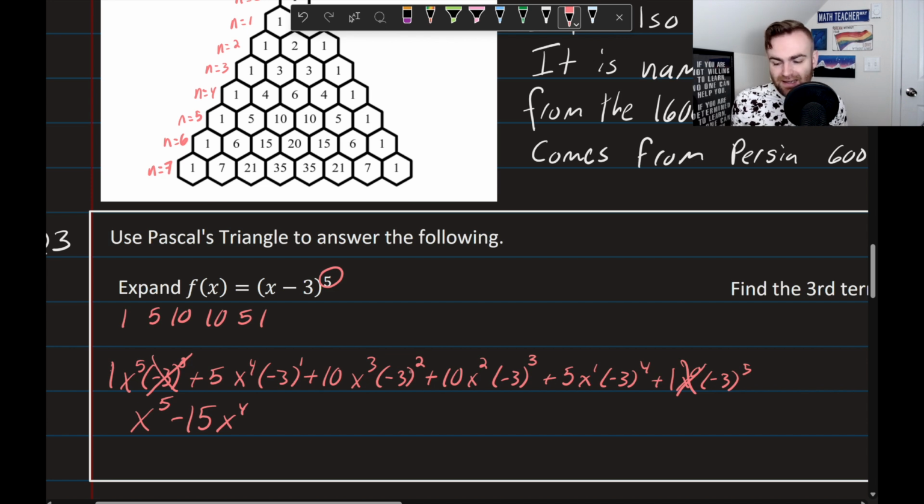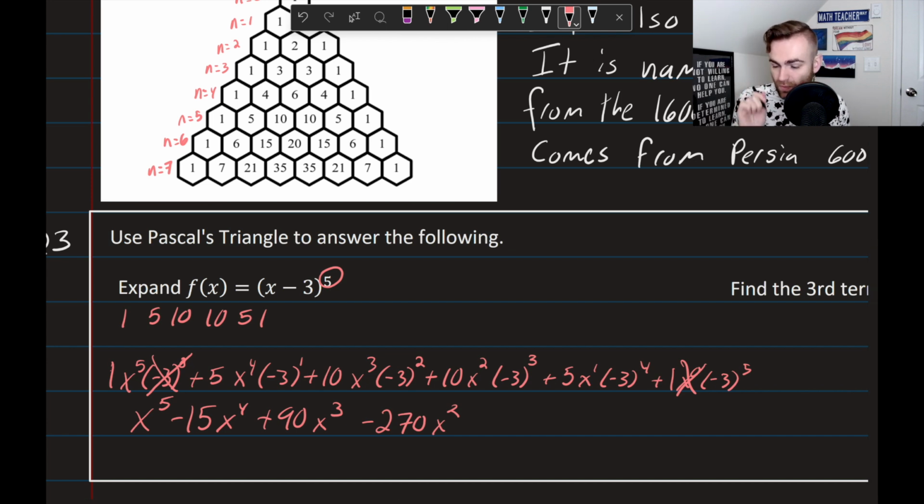Negative 3 squared is 9. 9 times 10 is 90x to the third. And you can see we're going to quickly get larger and larger and larger. Negative 3 to the third is negative 27 times 10 would be negative 270x squared. Negative 3 to the fourth is quite a large number.